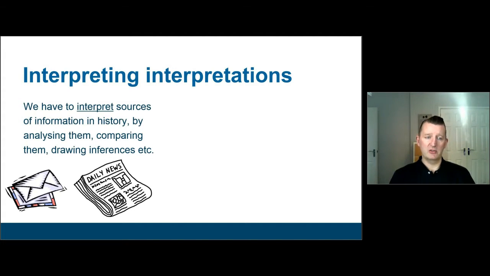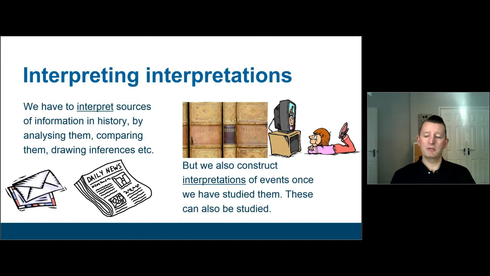So the first thing to say is that we need to be aware of the double sense in which we talk about interpretation in history. On the one hand, we have to interpret sources of information in history by analysing them, comparing them, drawing inferences, etc. And we've talked about this in previous sessions on looking at evidence. But we also construct interpretations of events once we've studied them. And those historical interpretations can also be the subject of study in the history classroom. So sometimes we're looking at individual sources of evidence, and sometimes we're choosing to look at historical accounts as deliberately constructed versions of a period of history or an event or a person. So both require that critical engagement and that active interpretation of what they are and what they mean.